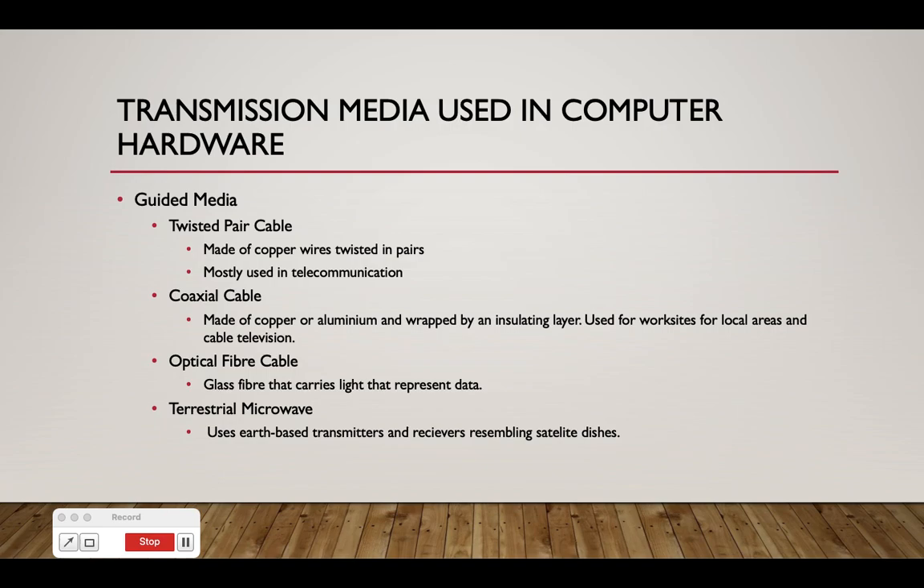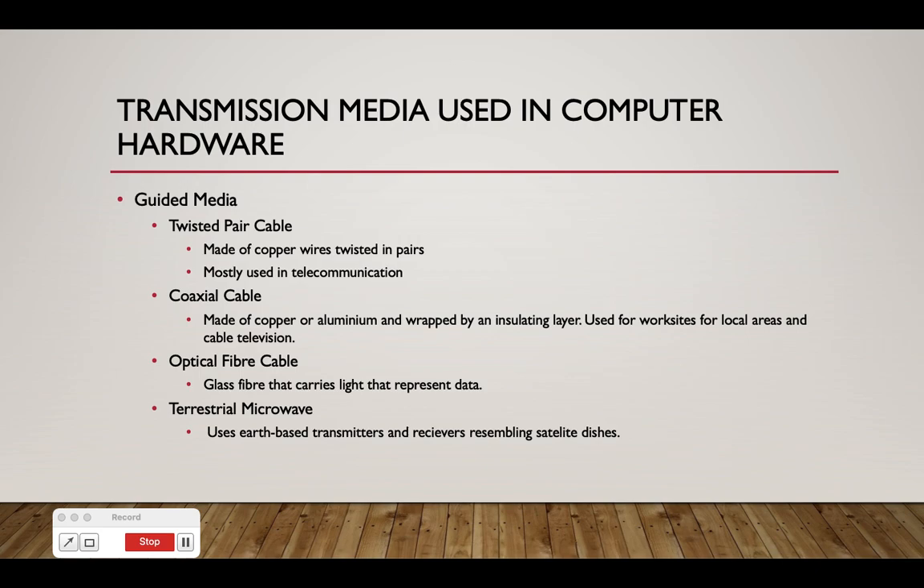So transmission media using computer hardware. We have guided media. We have the twisted pair cable. It's made of copper wires twisted in pairs and it's mostly used in telecommunication. We have the coaxial cable. It's made of copper or aluminium and wrapped by an insulating layer. It's used for work sites, for local areas, and cable television. Next, we have the optical fiber cable. It's glass fiber that carries light that represents data.